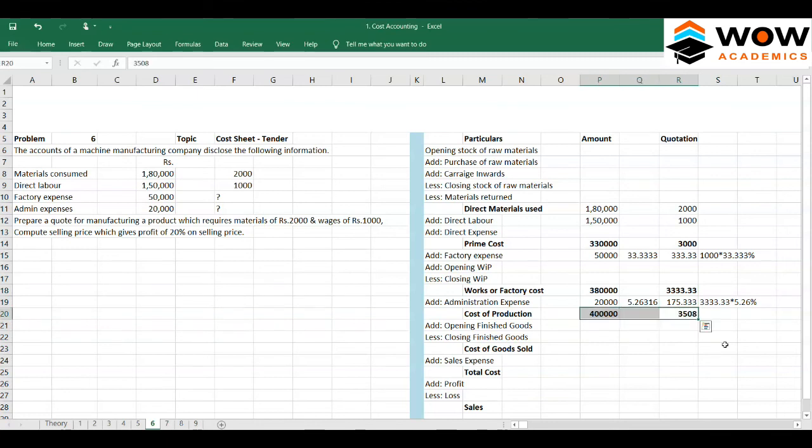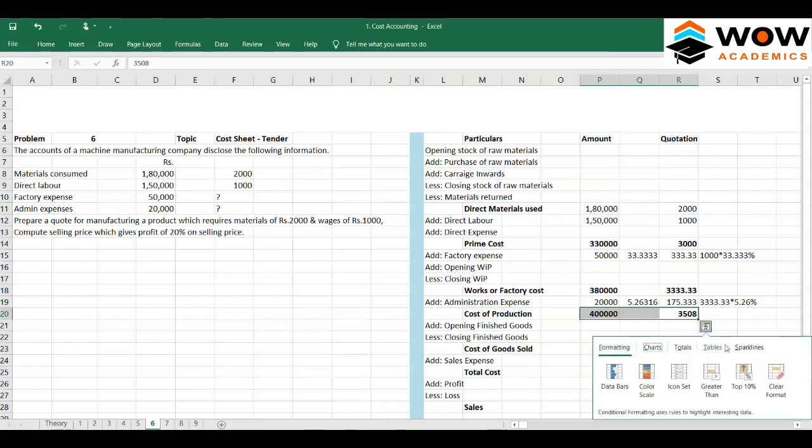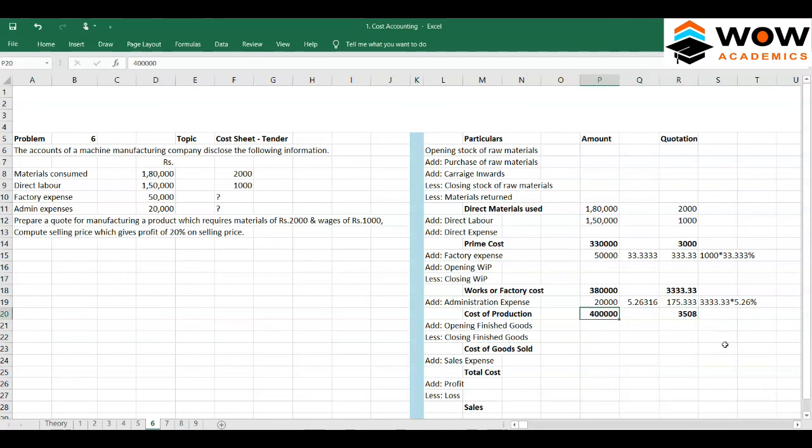Still, here we know up to here. As there's no other closing stock number, we can just take this and put it here. We don't have any sales expense also. What we want is a 20% profit on the selling price. So we have already shown how this works, and we'll do it once more.